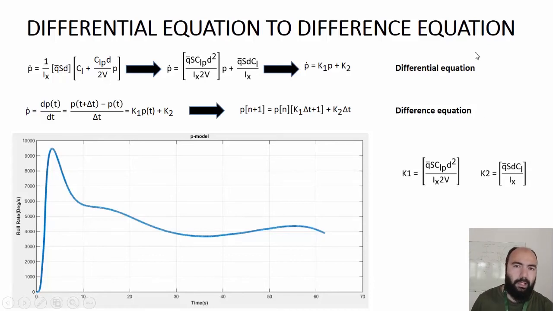In order to analyze and simulate the roll rate, the differential equation needs to be converted to a difference equation. When we use this difference equation, we get this roll rate during our 61-second flight. In 2 seconds, the rocket engine burns out and the rocket achieves nearly 10,000 degrees per second roll rate. Then it drastically reduces and has a nearly steady-state condition up to the end of the flight, between 4,000 and 5,000 degrees per second.